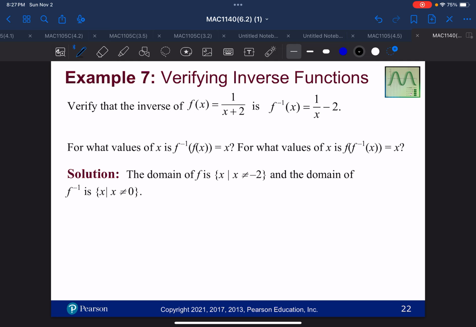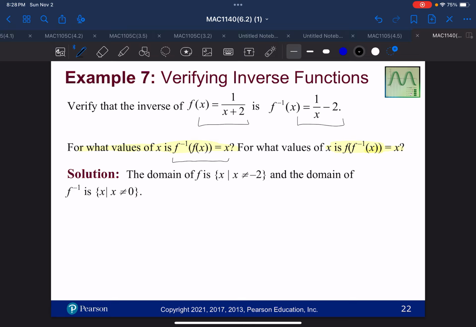Next example says verify that the inverse of f of x, which is equal to 1 over x plus 2, is the inverse function of 1 over x minus 2. For what values of x is the composition of the inverse of f of x equal to x? And for what values is f of the inverse of f of x equal to x?